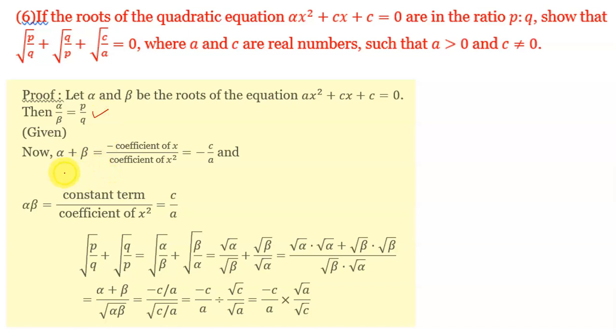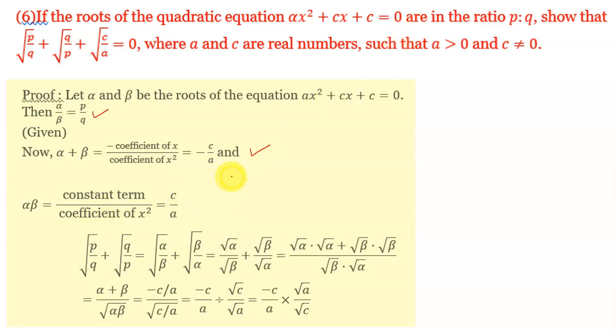Now, the sum of the roots from the equation ax square plus cx plus c, alpha plus beta is equals to minus coefficient of x upon coefficient of x square. That is, coefficient of x is c, coefficient of x square is a. Therefore, alpha plus beta is equals to minus c upon a. Alpha into beta, that is the constant term upon coefficient of x square. Constant term is c, coefficient of x square is a.